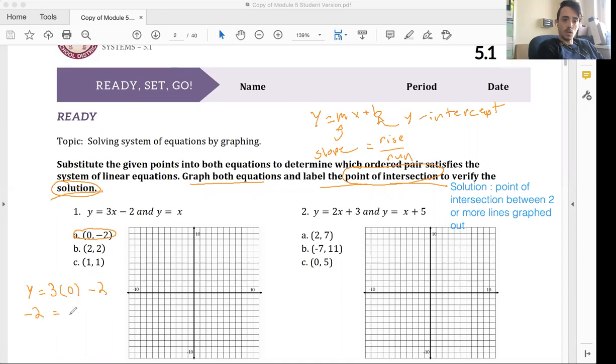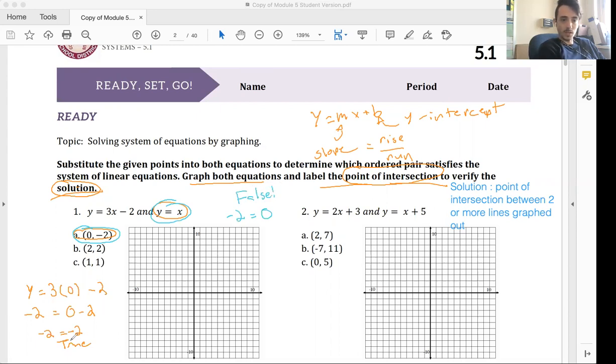3 times 0 is 0. 0 minus 2 is -2. -2 equals -2. That's true. Okay, so that's okay for the first part, but let's try it over here for this second equation. And I'll even switch up the color for this. So if I was checking this point with y equals x, we soon see that it's going to claim -2 equals 0, which is false.